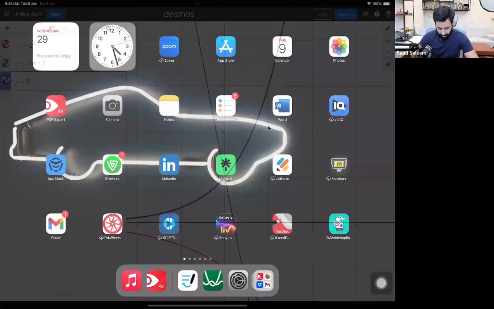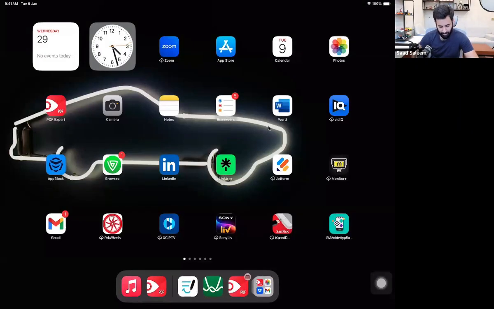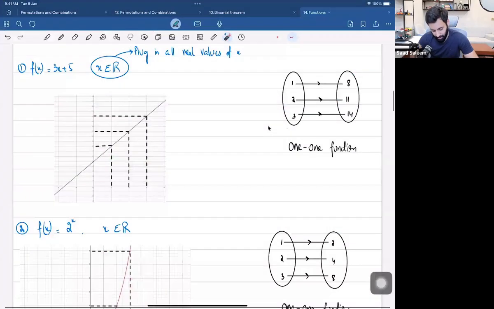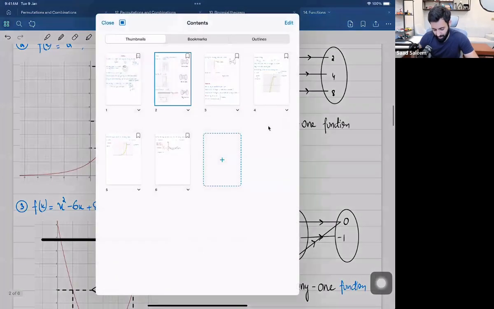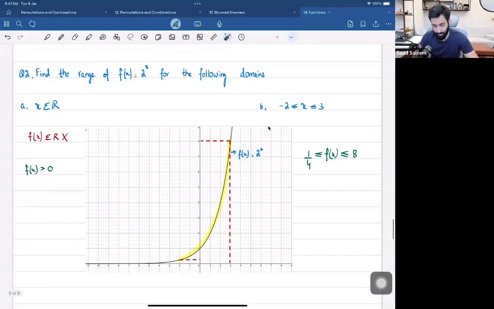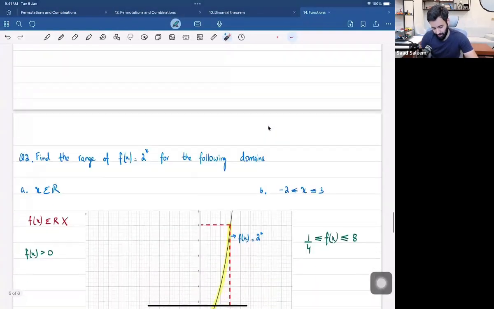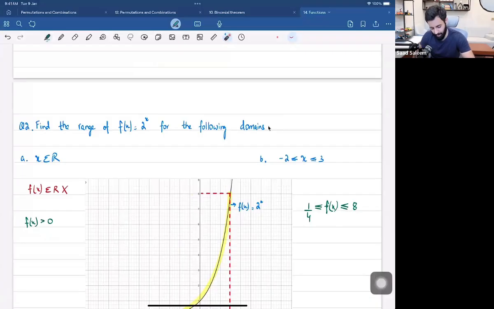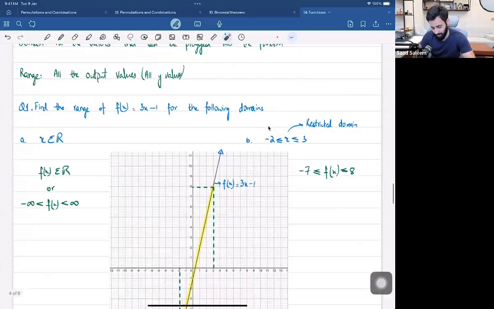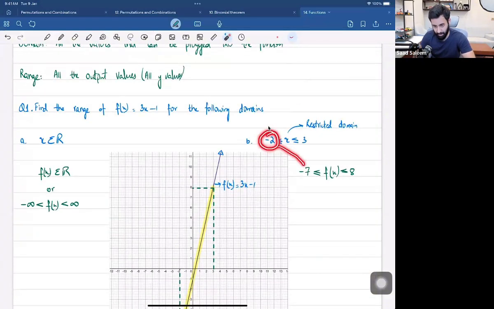So because a one-to-one function is always increasing or always decreasing, what happens if you plug in the endpoints of the domain? You get the extreme values. Like for example, here, because this function is always increasing, if I plug in minus 2, I get the least value. And if I plug in 3, I get the greatest value. Because this function is always increasing, if I plug in minus 2, I get the least value, and if I plug in 3, I get the greatest value.